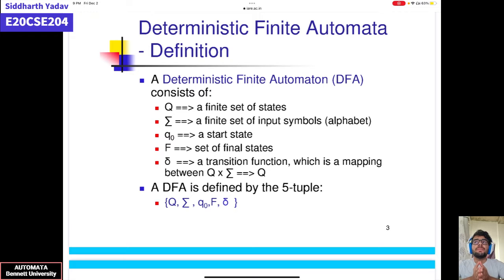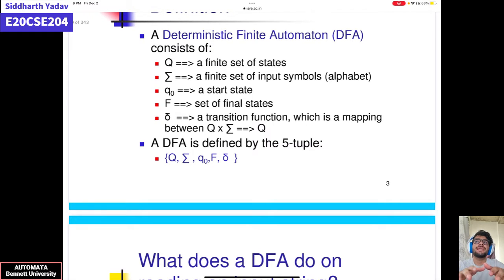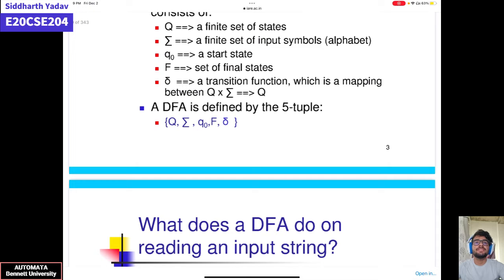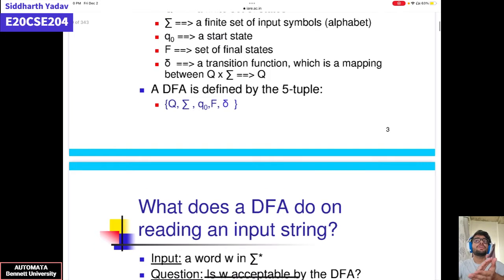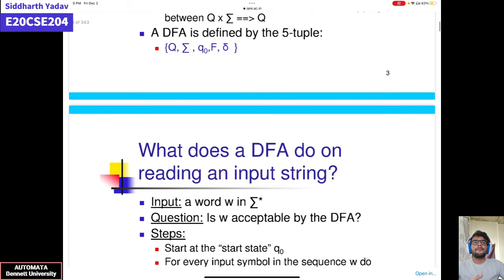A deterministic finite automaton consists of Q, a finite set of states; sigma, a finite set of input symbols; q0, a start state; F, a set of final states; and delta, a transition function which is a mapping from Q cross sigma to Q. A DFA is defined by five tuples. These are the five tuples.